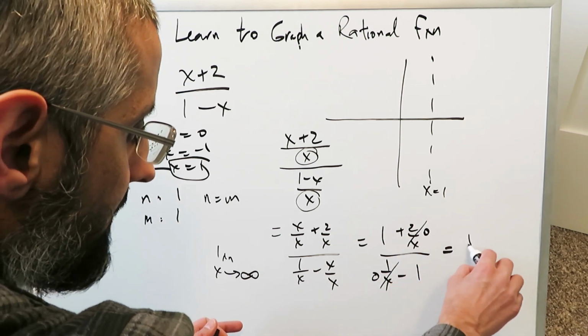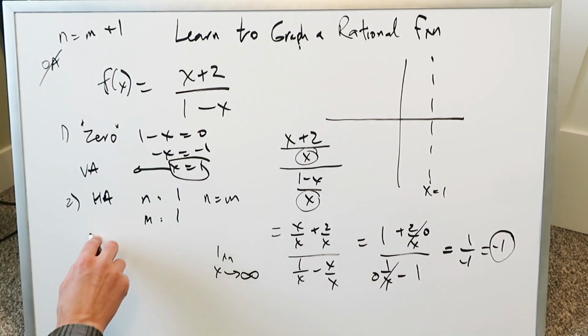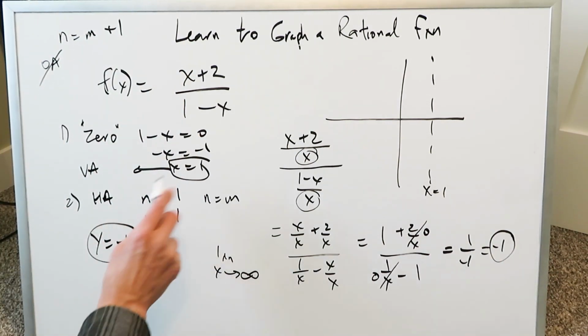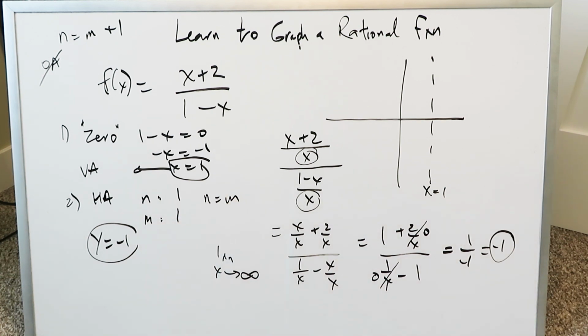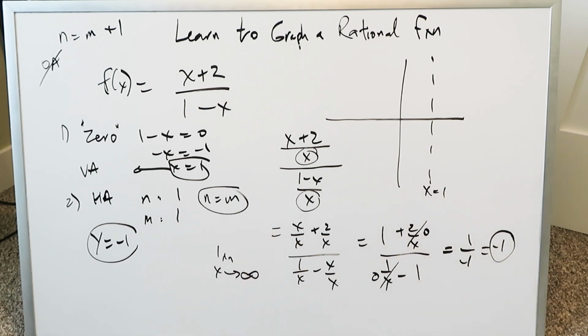So technically I have 1 over minus 1 and I have minus 1. That tells me my horizontal asymptote here is y is equal to minus 1 by means of this procedure. This procedure comes out in those instances where n is equal to m. So you have to do this elaborate procedure.